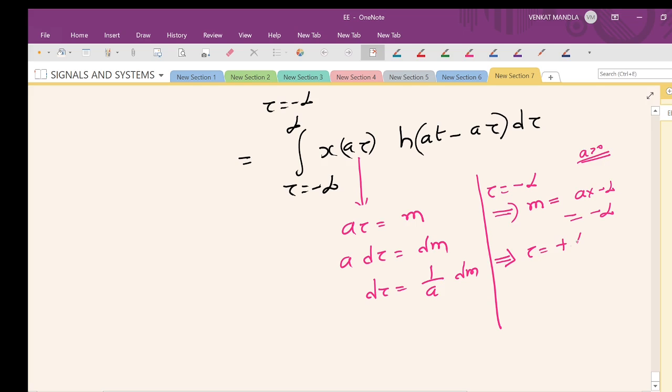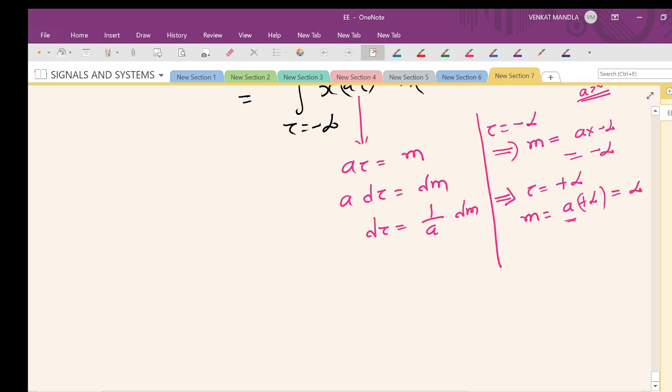Tau equal to plus infinity, that is the upper limit, m equals a into plus infinity. Here you will get plus infinity, as I am assuming a greater than 0. If a is less than 0, this a becomes negative, and negative multiplied with plus infinity will give minus infinity.